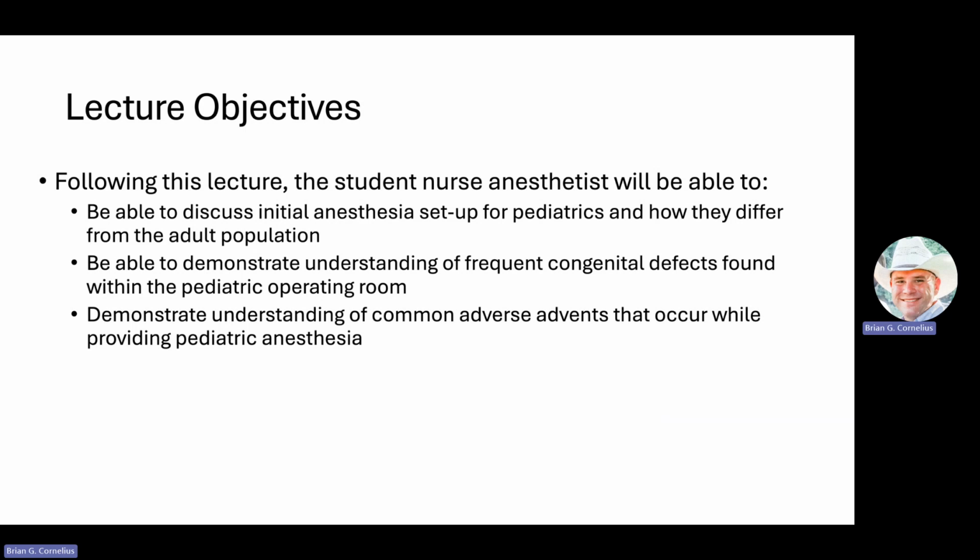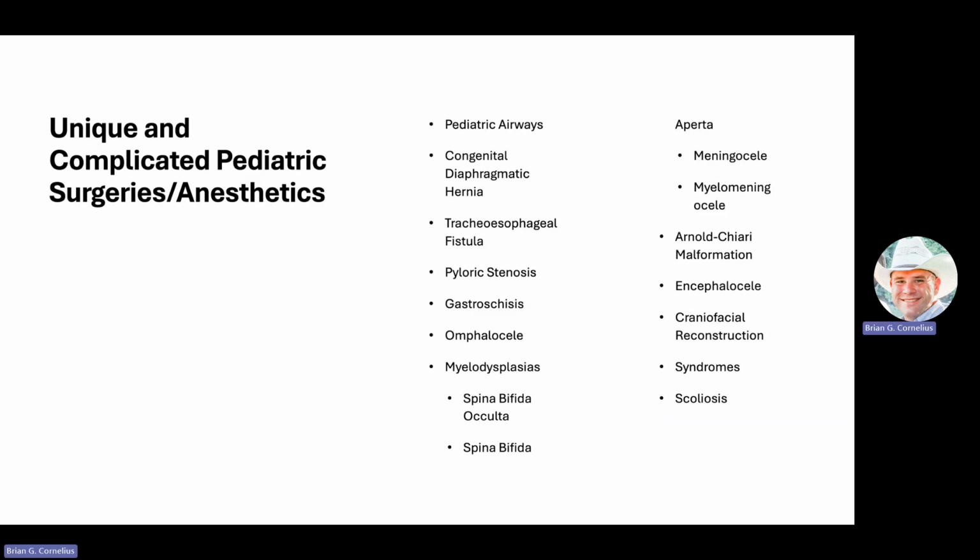One of the big things that you run into with pediatric patients is going over a lot of their congenital defects and how they affect operative management of patients, and then common adverse effects while managing pediatric patients. So between the three modules, this is what we're going to discuss: pediatric airways, setups, congenital diaphragmatic hernias, T fistulas, pyloric stenosis, gastroschisis, omphalocele, myelodysplasias, including spina bifida and spina bifida occulta, aperta, including meningocele and myelomeningocele, neuro stuff, Arnold-Chiari malformation, encephalocele, craniofacial reconstruction, a variety of different syndromes, and ultimately scoliosis.